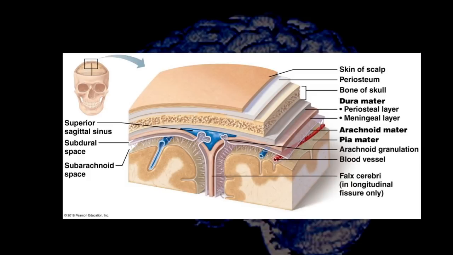Okay, then underneath there you have your arachnoid mater. See how it's like spider web, little fibers all through there? We've got our blood vessels running through there, our large vessels. And then the pia mater is right there, all along the surface of the brain.